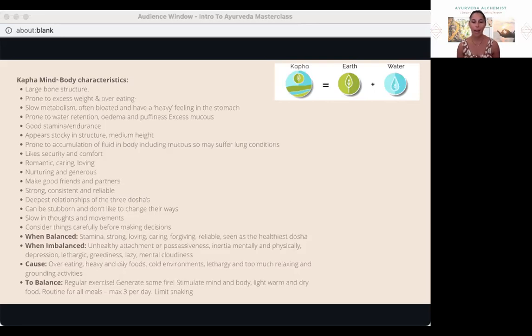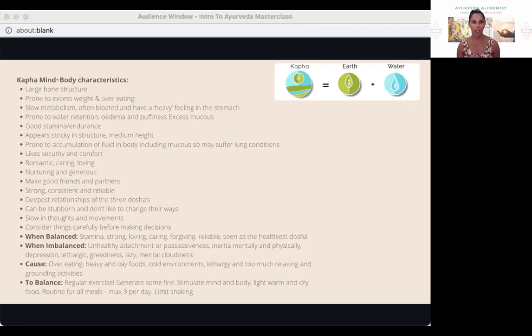So the causes of this imbalanced state in a Kapha person would be overeating, especially heavy, thick, oily foods. Cold or damp environments trigger Kapha, and too much inactivity, so not doing enough, not having motivation or finding passions in your life. This can all lead to excess Kapha or too much just grounding activity. So to balance this, Kaphas need regular exercise, regular movement. They need to generate some fire, some passion. They need to stimulate their mind and their body. And they want light, warm, and dry foods. And they also want routine, so to get them motivated into a routine.